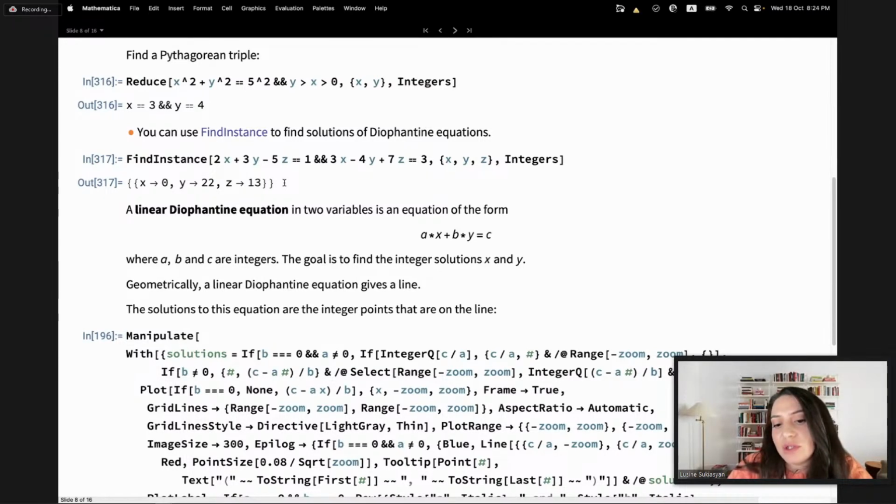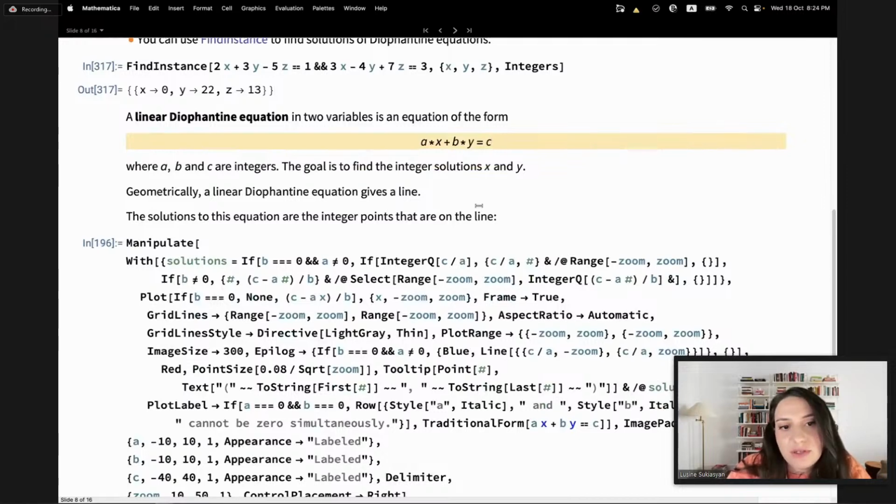So mathematicians narrow down the subject, and the simplest kind of Diophantine equation is the linear Diophantine equation. A linear Diophantine equation in 2 variables is an equation of the form a times x plus b times y equals c, where a, b, c are integers, and the goal is to find the integer solutions x and y. It's very interesting to look at them geometrically.